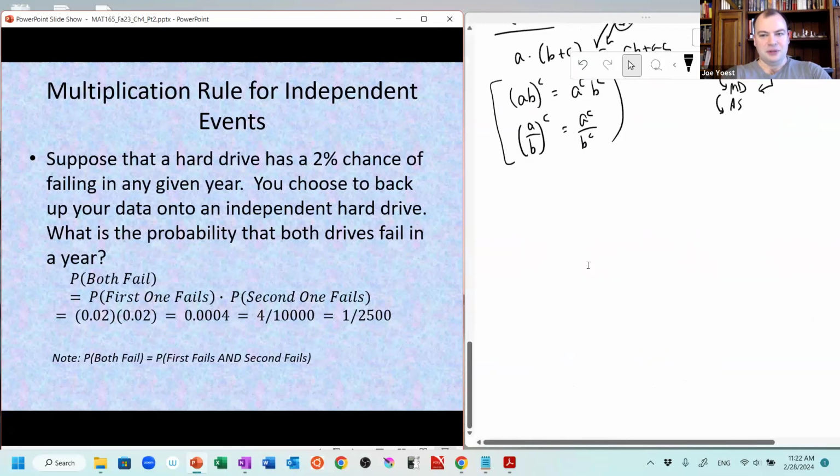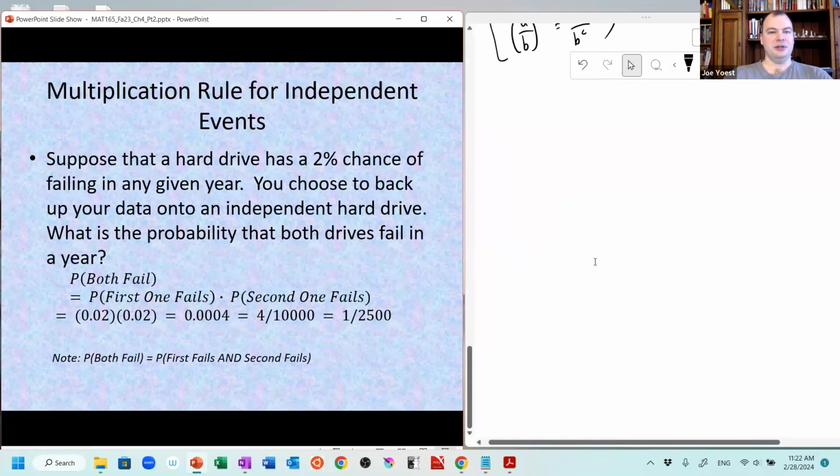Okay, so let's look at this application. Suppose we have a hard drive that has a 2% chance of failing in any given year. We choose to back up our data onto an independent hard drive. What's the probability that both drives fail in a year? We said it's an independent hard drive, so assuming independence.